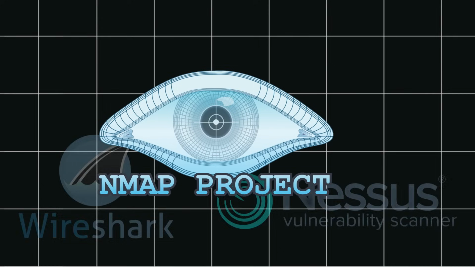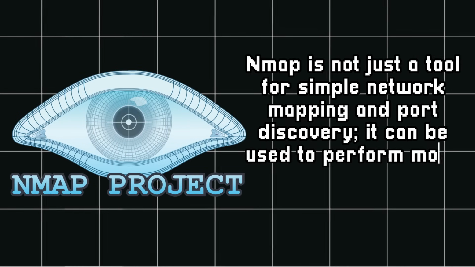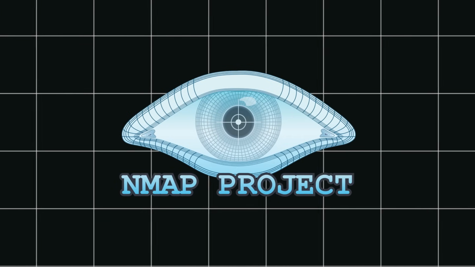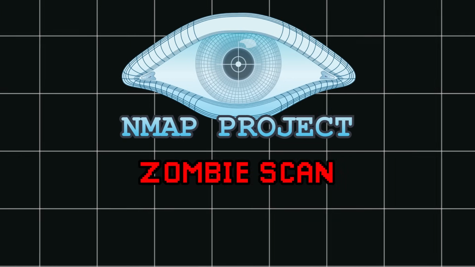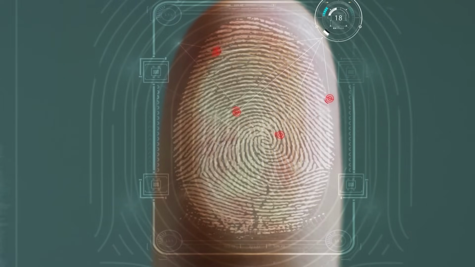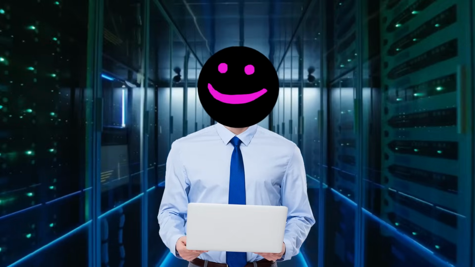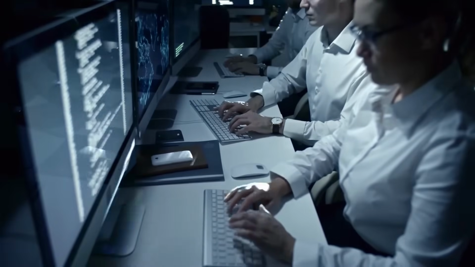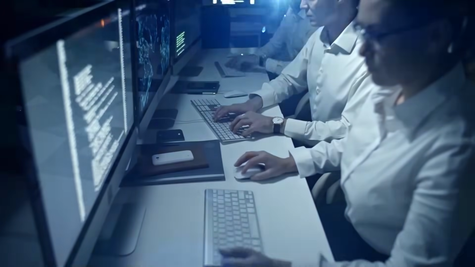Nmap is not just a tool for simple network mapping and port discovery. It can be used to perform more complex and stealthy operations. Let me share 3 secrets about Nmap. Zombie scan. This technique allows a hacker to scan a target while masking their own IP address, using a third party's IP to send packets to the target. This can make it appear that the fake host is the one doing the scanning, thereby hiding the actual scanner's presence.